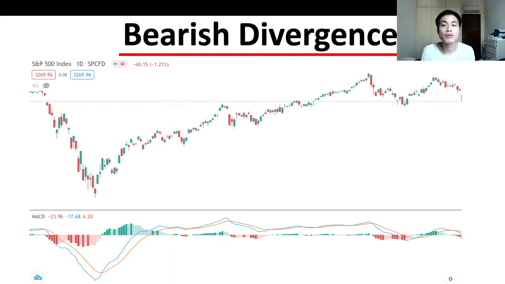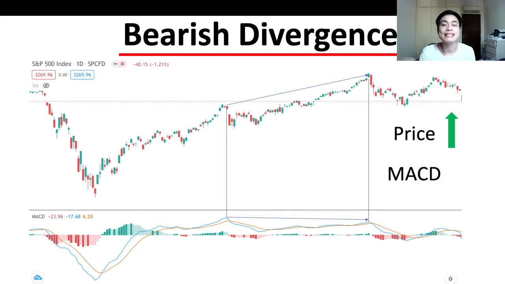And for the next example, from this point over here to this point over here, stock price is increasing. But during the same period, the MACD is decreasing. So stock price is increasing while the MACD is decreasing. And when this happens, we say that there's a bearish divergence. And when a bearish divergence appears in the stock market, it signals to us that stock prices might fall from there. Therefore, a bearish divergence indicates a possible sell signal.